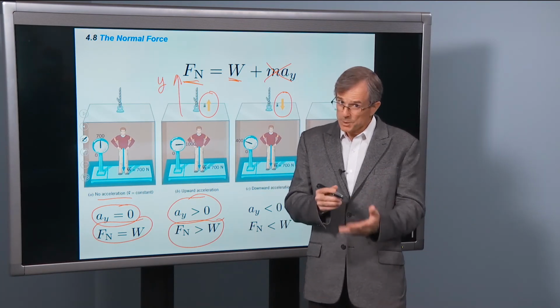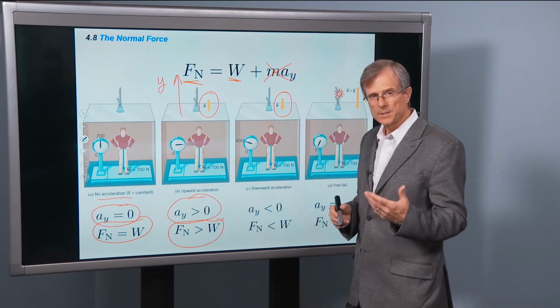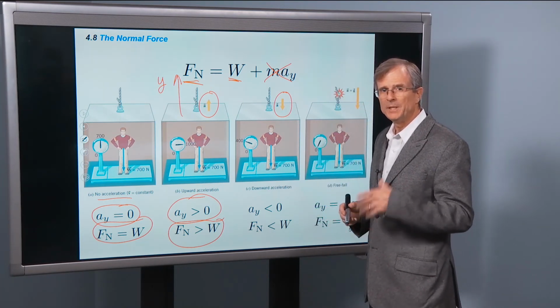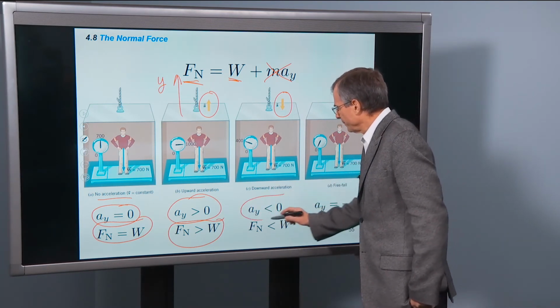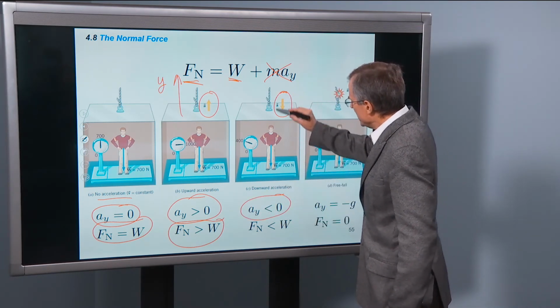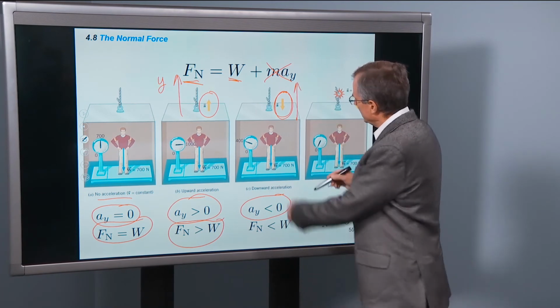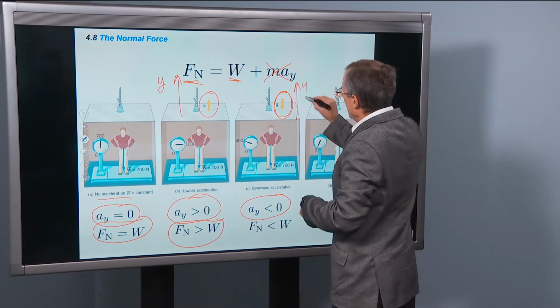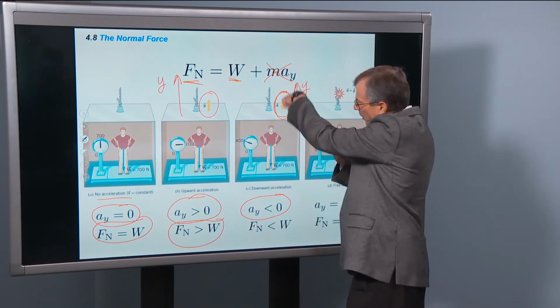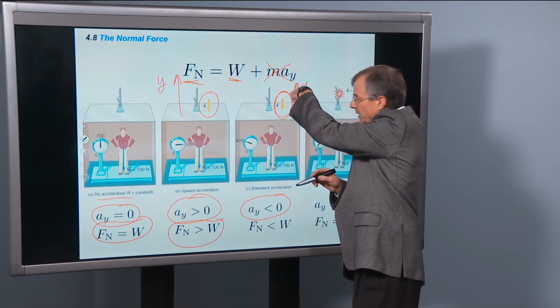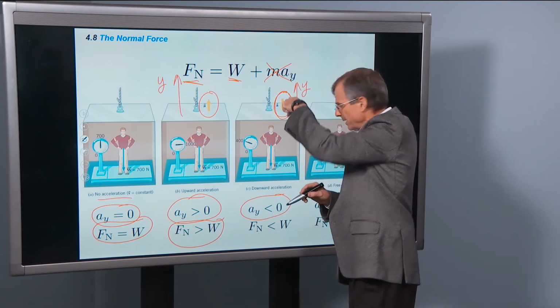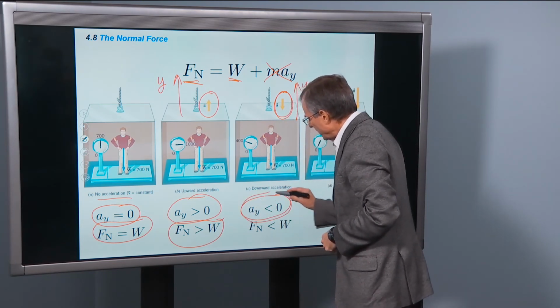And in that case, you would expect that your reading on the scale would be less. Your apparent weight would be less than your actual weight. And sure enough, that's true. In this case, your acceleration is downward. That acceleration is in the minus y direction. The component of that yellow acceleration vector in the y direction is going to be negative. So ay will be negative.